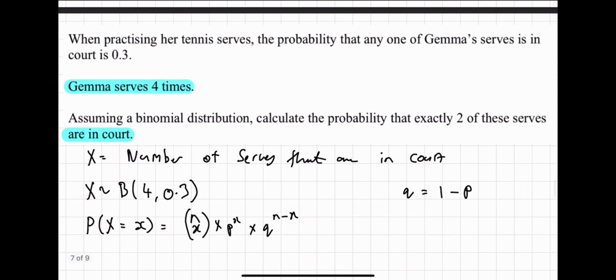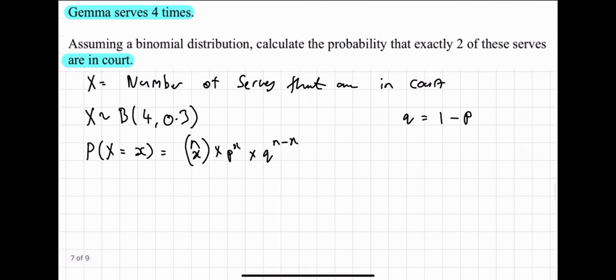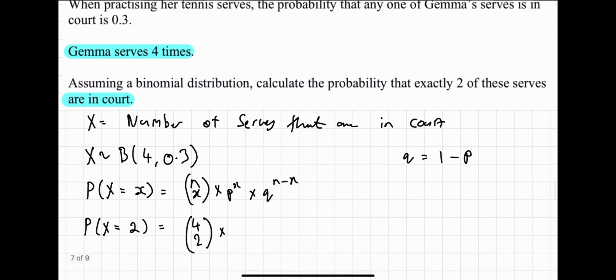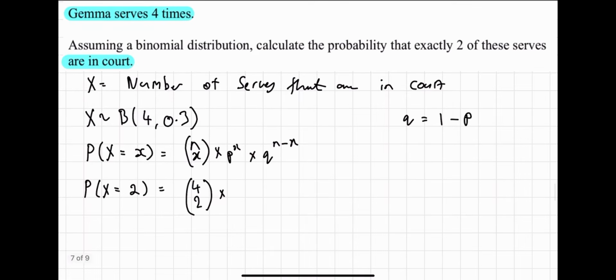So we're trying to find the probability that exactly 2 of these serves are in court. So the probability that X is exactly 2. So we have 4 choose 2 times the probability of success, which is 0.3 to the power of 2. And then q, the probability of failure, is 1 minus 0.3, so 0.7 to the power of 4 take away 2, which is 2.